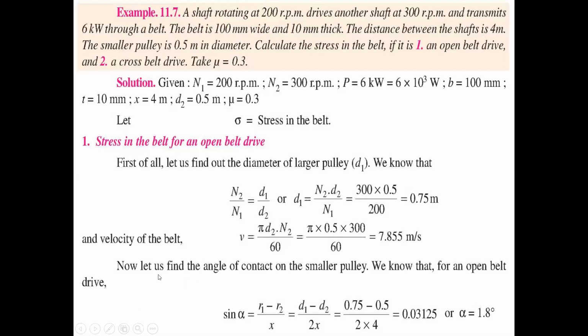So that is the velocity. Now let us find the angle of contact on the smaller pulley. For an open belt drive, sin alpha equals R1 minus R2 by X, which equals D1 minus D2 by 2X. Just substituting the known values: 0.75 minus 0.5 by 2 into 4. So alpha equals 1.8 degrees.